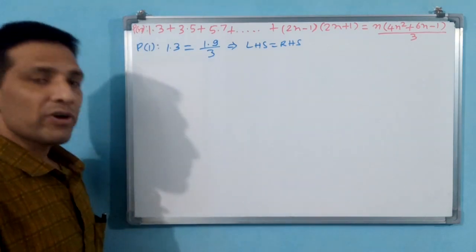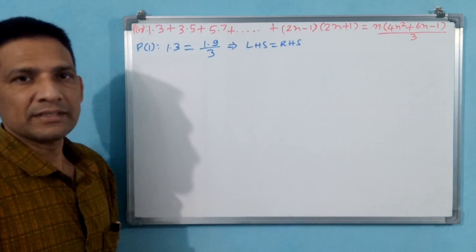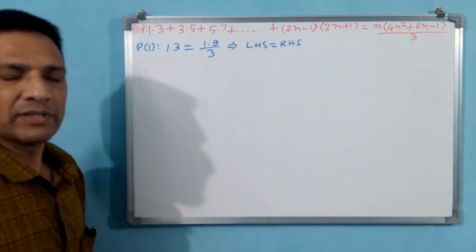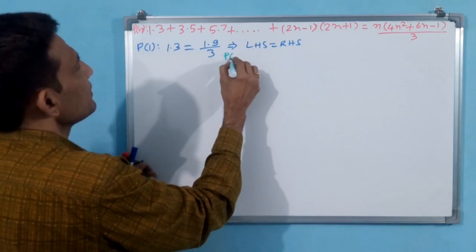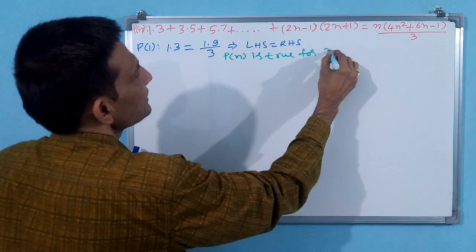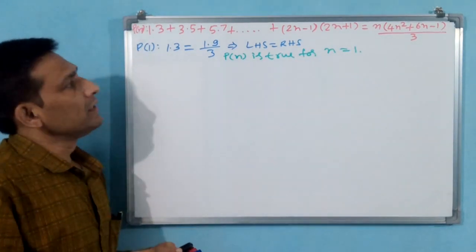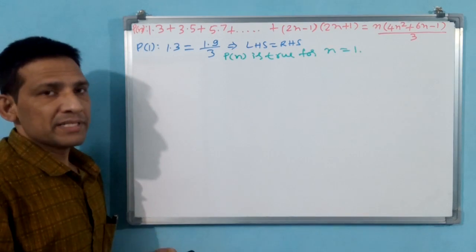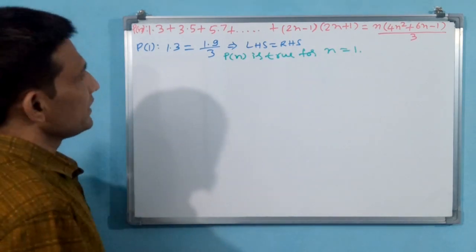See, after this what we have to write? If P of 1 comes, LHS is equal to RHS, Pn is true for n is equal to 1. Yes, definitely that we have to write. P of n is true for n is equal to 1. This compulsorily you have to write. Okay. Next step is P of k. Write down P of k.